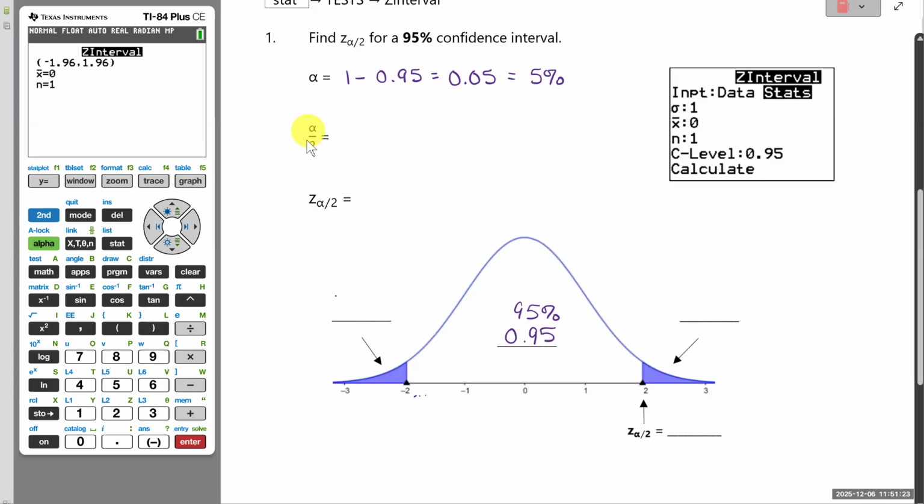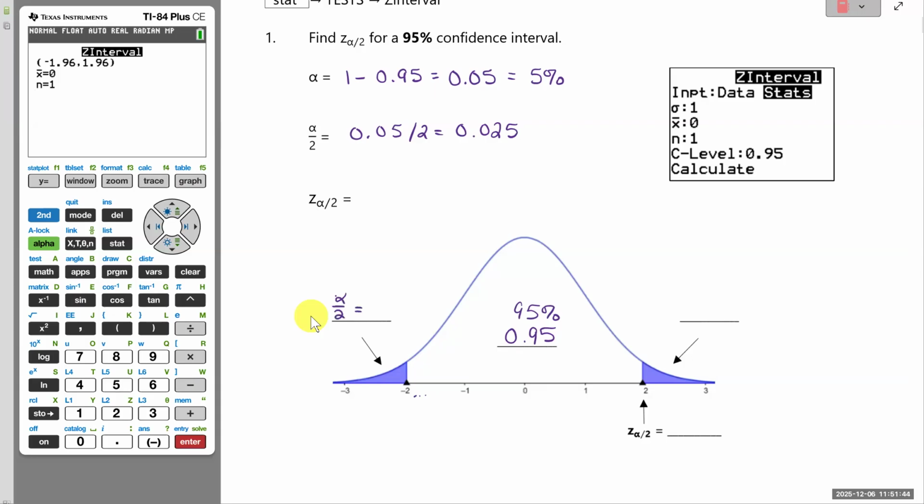So the reason we have alpha over 2 is we'd like to know how much area is in each tail separately. Working in decimal, alpha was 0.05 divided by 2. That will give me 0.025. So now what I know is that the area in this left tail is alpha over 2, and this area in the right tail is also alpha over 2. If we added those three areas together, we would have to get 1.